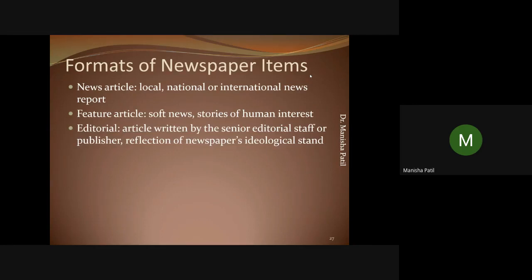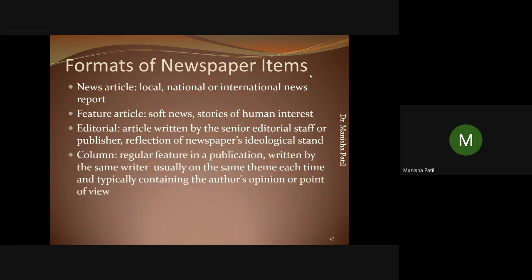Next, we have editorial. These are the articles written by the senior editorial staff or publisher reflecting the newspaper's ideological stand. Next one is column. It is a regular feature in a publication written by the same writer, usually on the same theme each time and typically containing the author's opinion or point of view. Next is review. It is a critical evaluation of a publication, service, or company. For example, movie review.